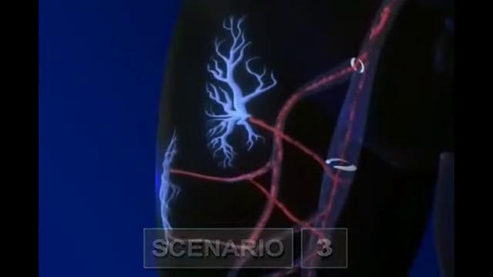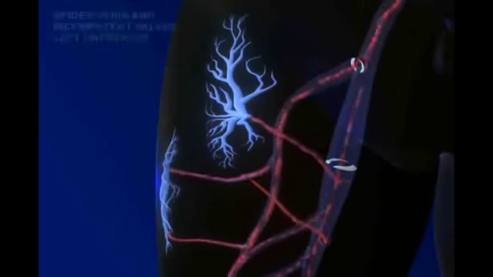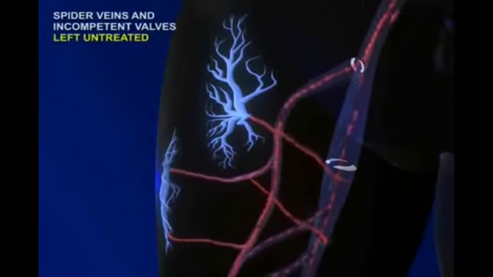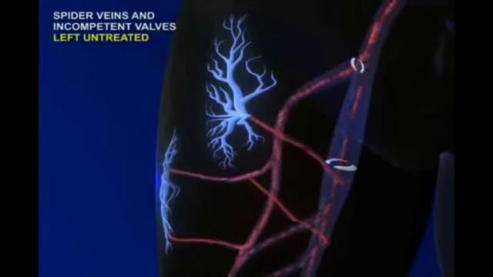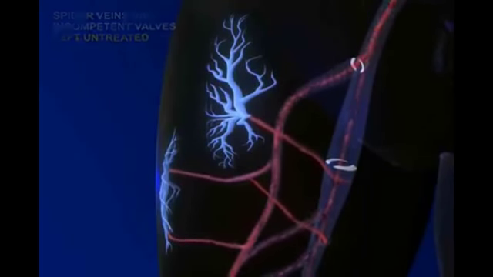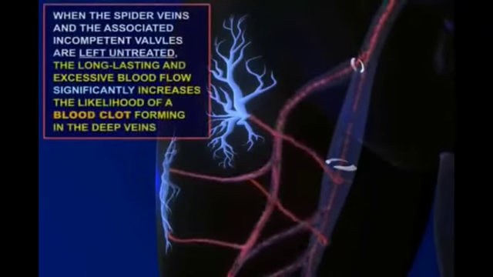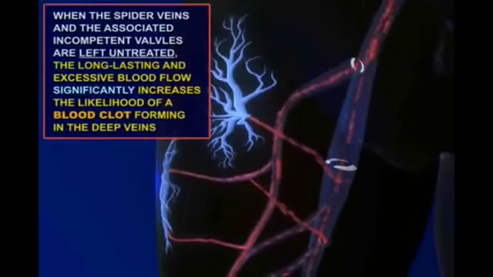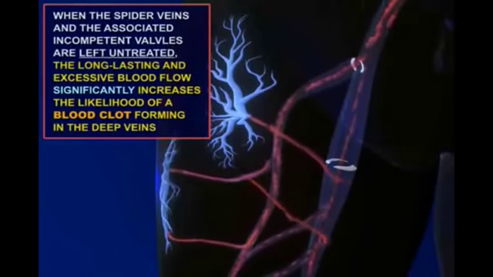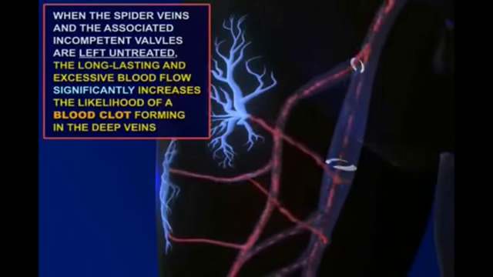Scenario 3. You are now seeing Scenario 3. In this case, there are clusters of spider veins on the legs and incompetent valves in the larger vein, which have been left untreated. When the spider veins and the associated incompetent valves are left untreated, the long-lasting and excessive blood flow leaking downwards significantly increases the likelihood of a blood clot forming in the deep veins of the legs.